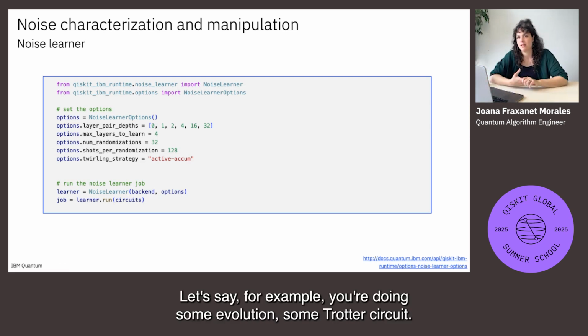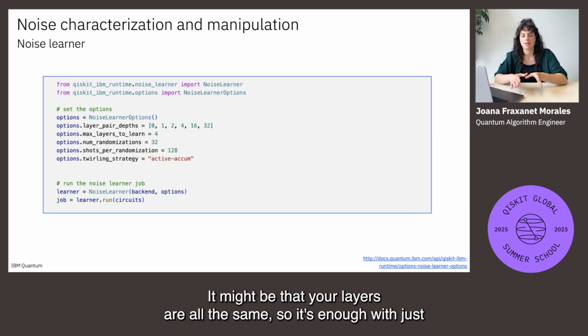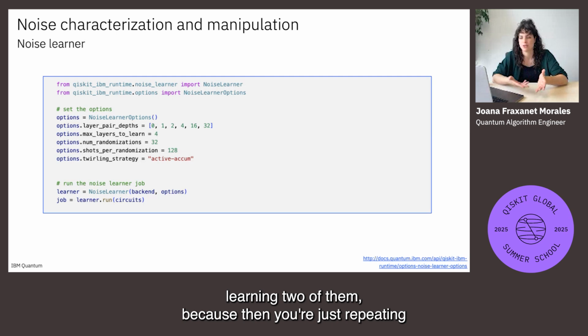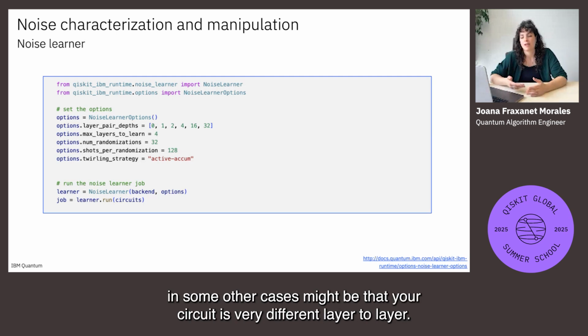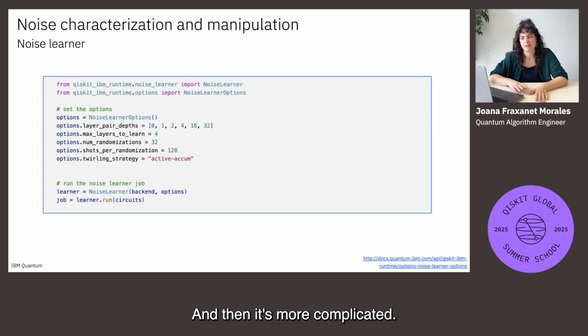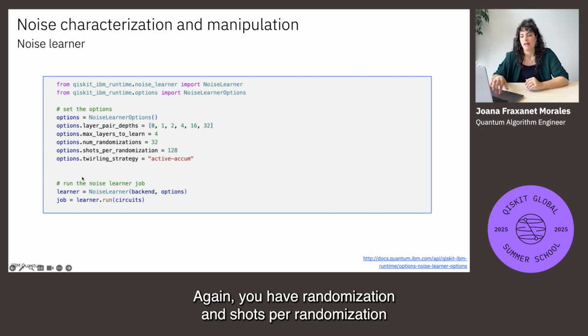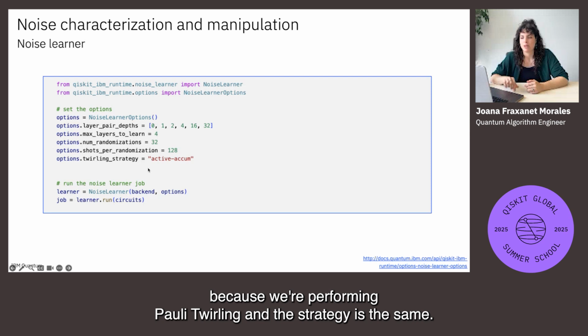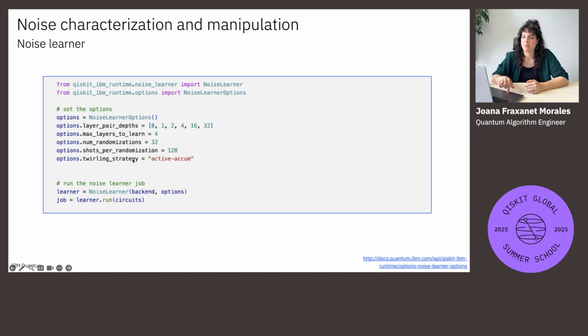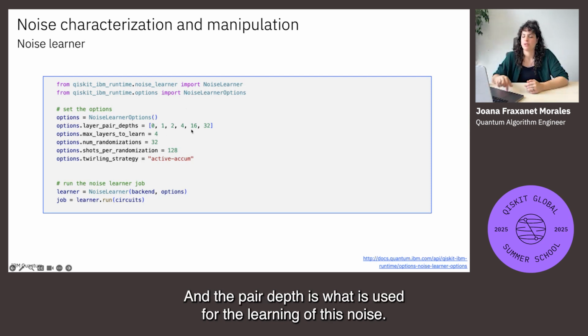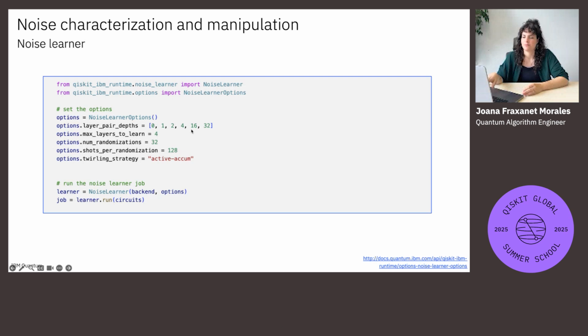In many cases, let's say, for example, you're doing some evolution, some Trotter circuit, it might be that your layers are all the same. So it's enough with just learning 2 of them because then you're just repeating. In some other cases, it might be that your circuit is very different, layer to layer, and then it's more complicated. Again, you have randomizations and shots per randomization because we're performing Pauli twirling. The strategy is the same, and the layer depth is what is used for the learning of this noise.